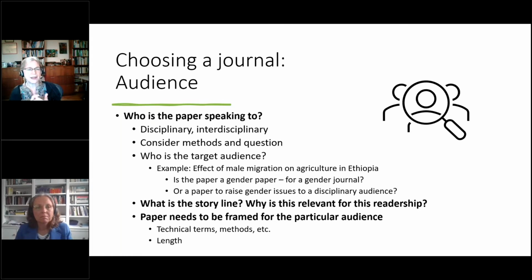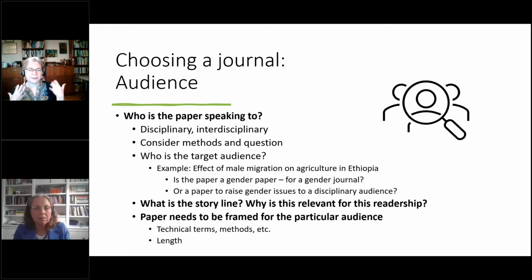For example, if you're talking about the effect of male migration on agriculture in Ethiopia, is it a gender paper that you want to reach a gender audience with? And you might go to some of the journals that specialize in that. Or a paper that raises general gender issues to a disciplinary audience or, for example, an audience that cares about migration.